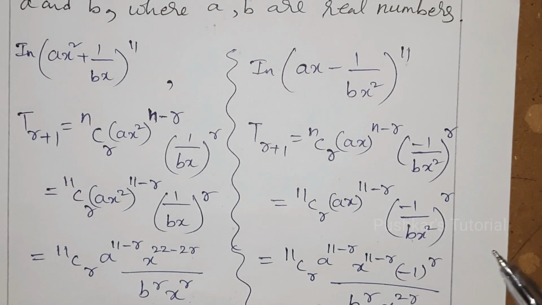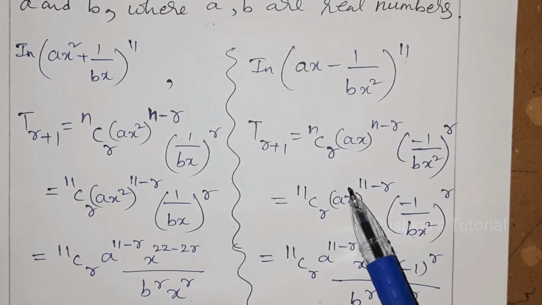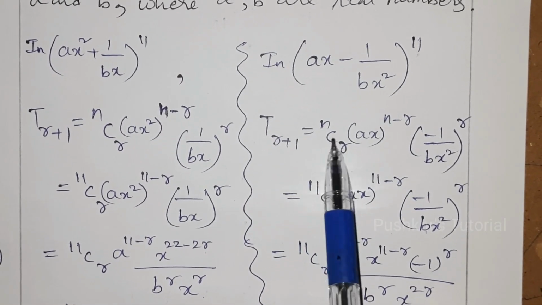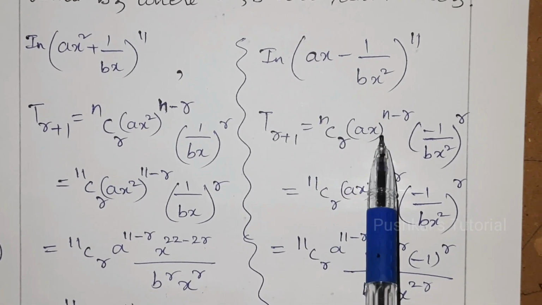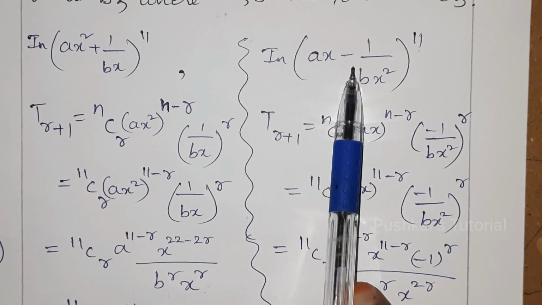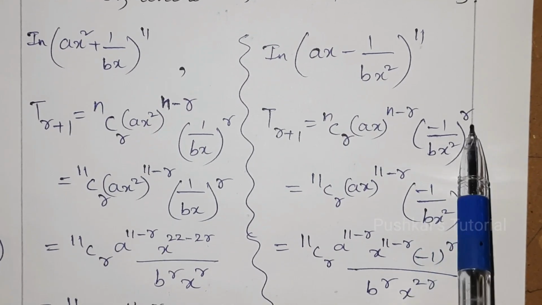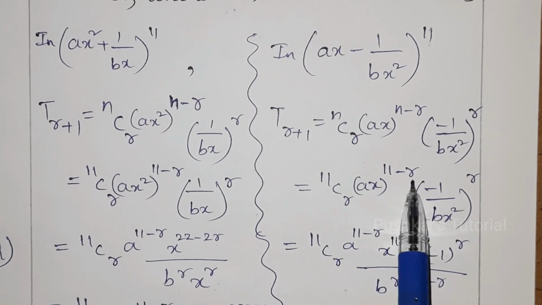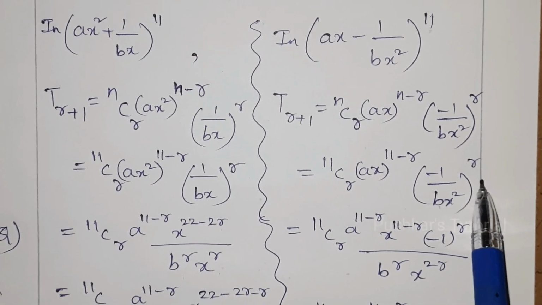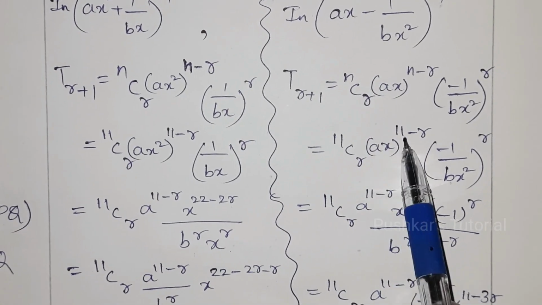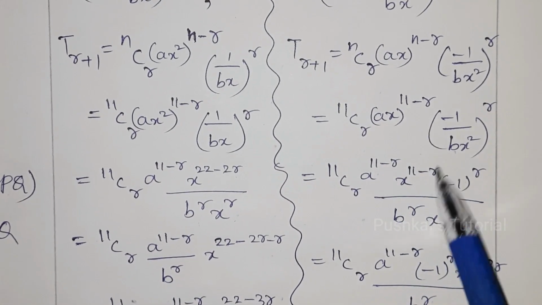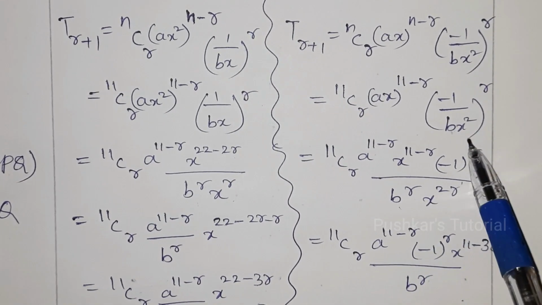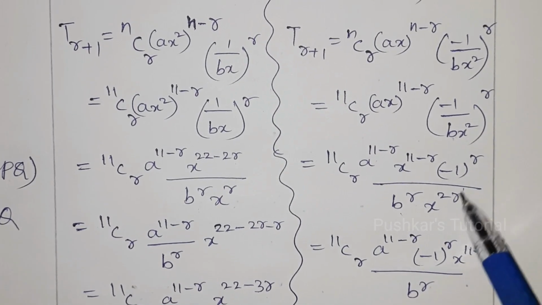Next, here what he told, in this other expansion, (ax minus 1 by bx square) whole to power of 11, t r plus 1 is equal to nCr. First term is (ax) power n minus r. For the second term, along with the minus we should take (minus 1 by bx square) whole to power of r. So n in the place of 11. So 11Cr, (ax) to the power of 11 minus r, (minus 1 by bx square) whole to the power of r. So 11Cr, a to the power of 11 minus r, and x to the power of also 11 minus r, and here minus 1 to the power of r compulsory, and b to the power of r in the denominator, x square into r in the denominator, so x power 2r.